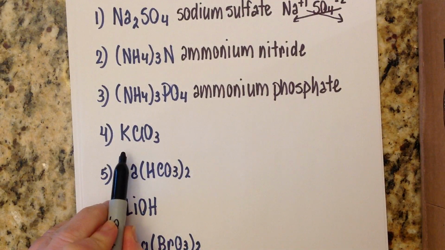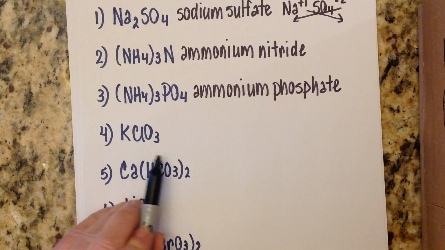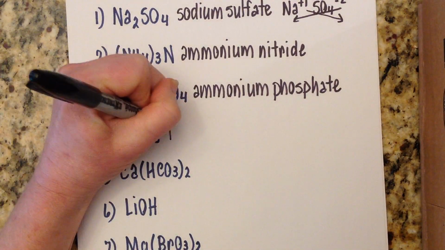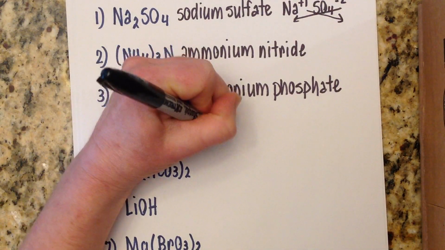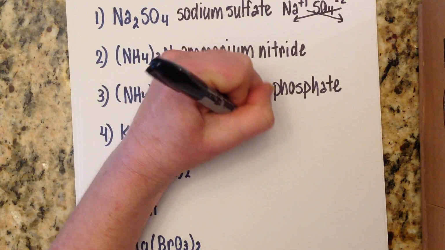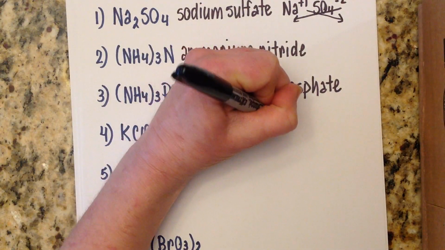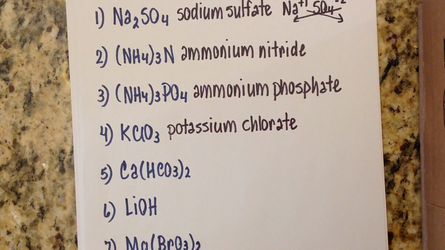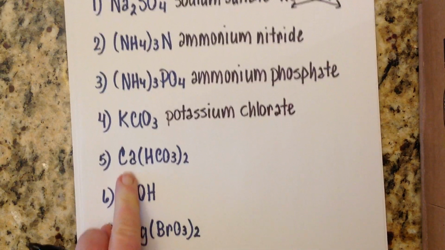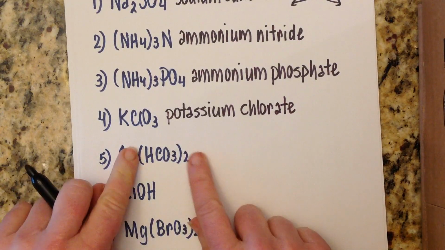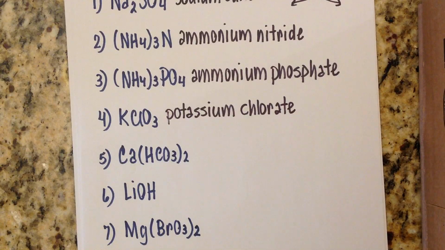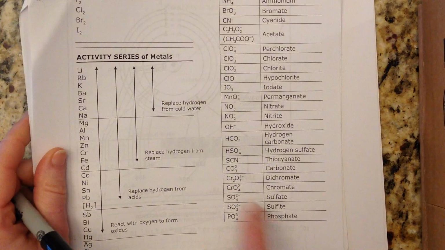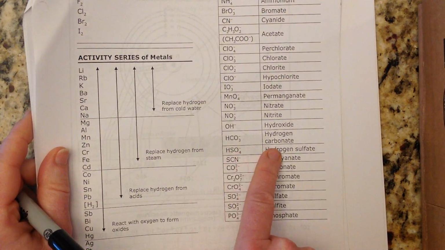This is potassium and this is chlorate, the polyatomic ion chlorate. This is calcium, and this beast right here, that is hydrogen carbonate. That is a polyatomic ion. Let me see if it's on this list. Right here it is. HCO3 -1 is hydrogen carbonate.